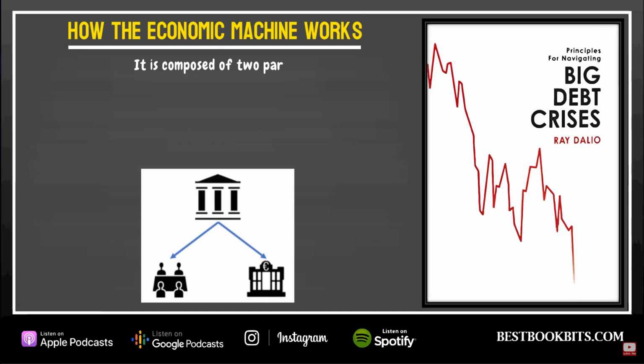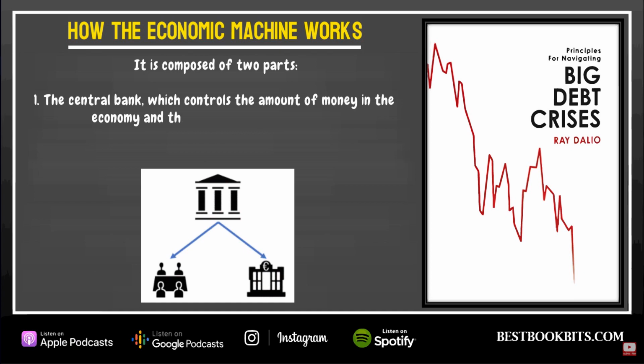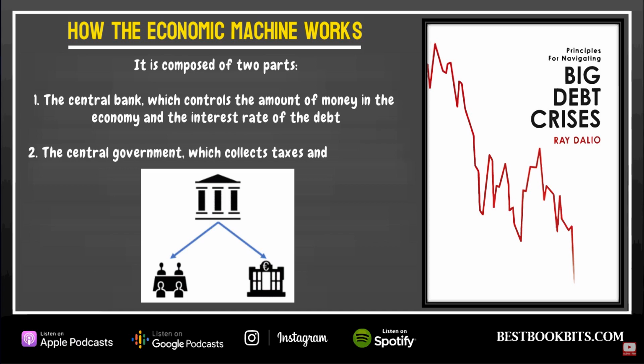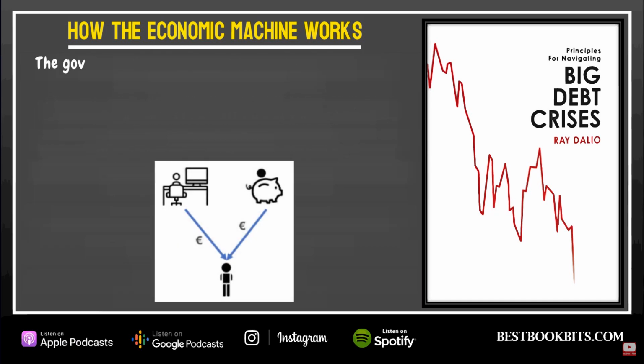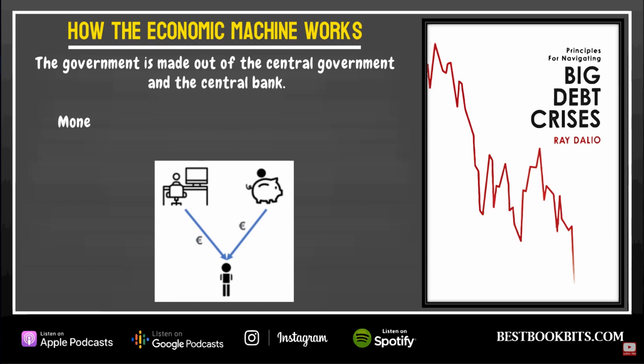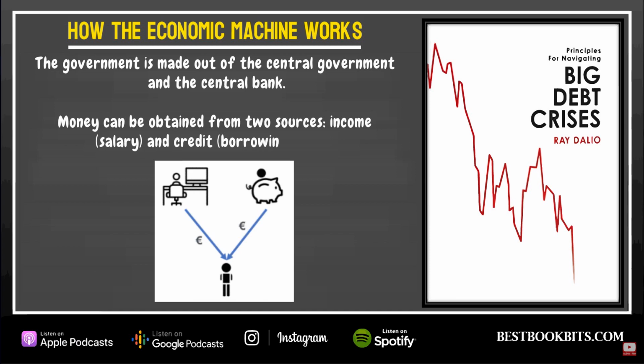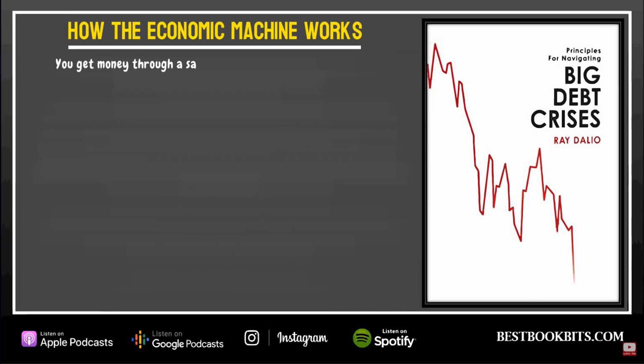It is composed of two parts. Number one, the central bank, which controls the amount of money in the economy and the interest rate of the debt. Number two, the central government, which collects taxes and spends them. Money can be obtained from two sources: income, which is salary, and credit, borrowing money. You get money through a salary or by borrowing from the bank.